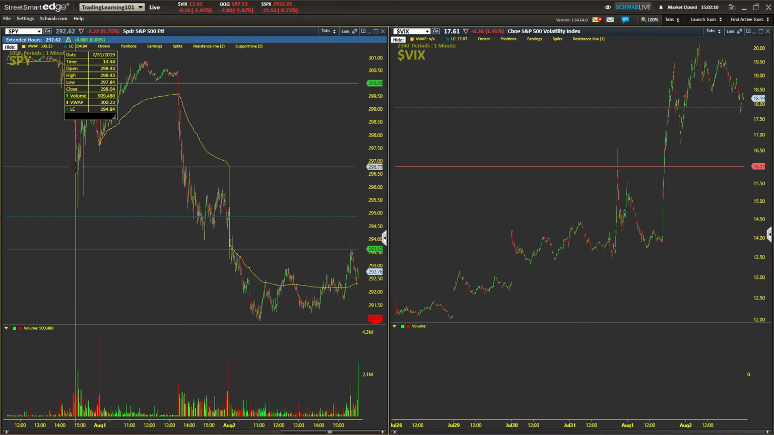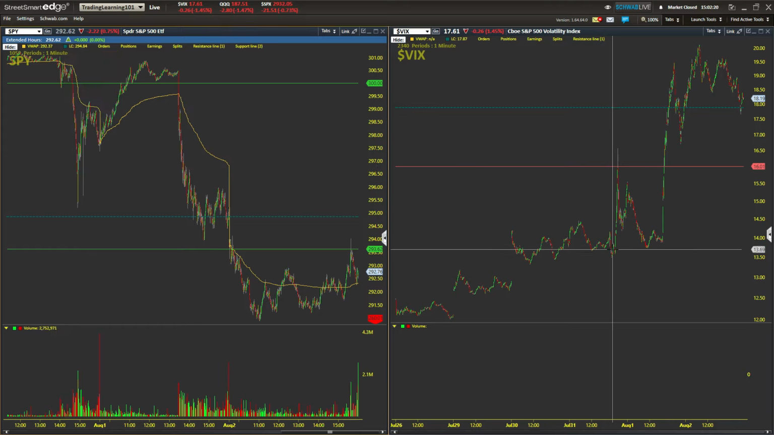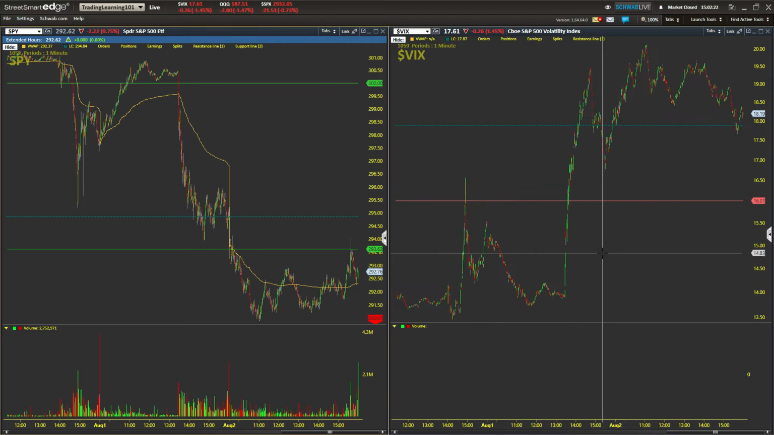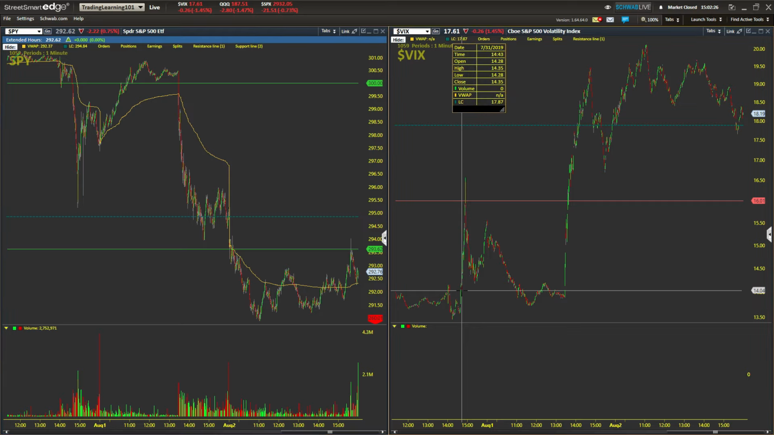This happened on July 31st at around 1:25 p.m. And if I zoom in here on the VIX, this big first spike right here, if I click on that, this big spike on the VIX also happened on July 31st at 1:43 p.m.